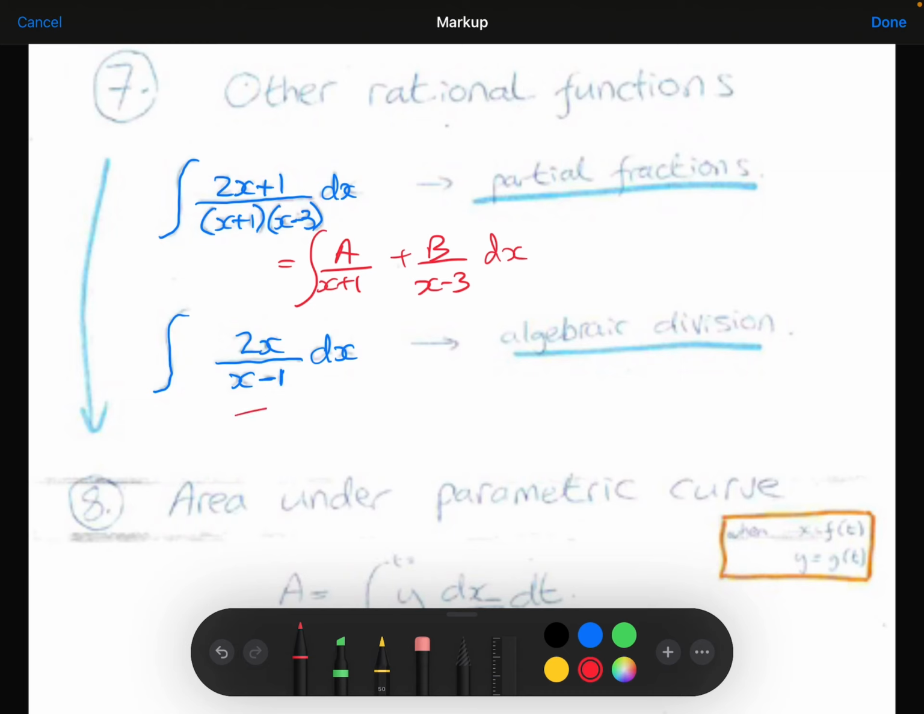Or, in this case here, I have an improper fraction. The order on the top is 1, the order on the bottom is 1. It is improper, so I could do some division first. That way, I can rewrite it in a form where I will have 2 plus the remainder over x minus 1, and then that makes it easier to integrate.